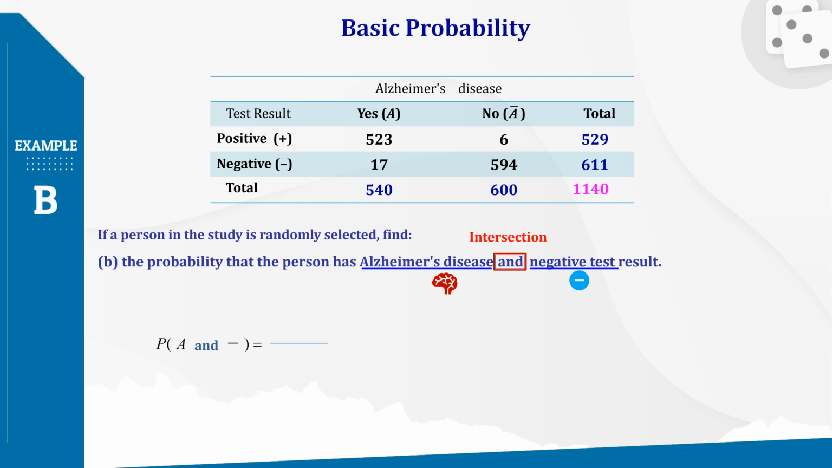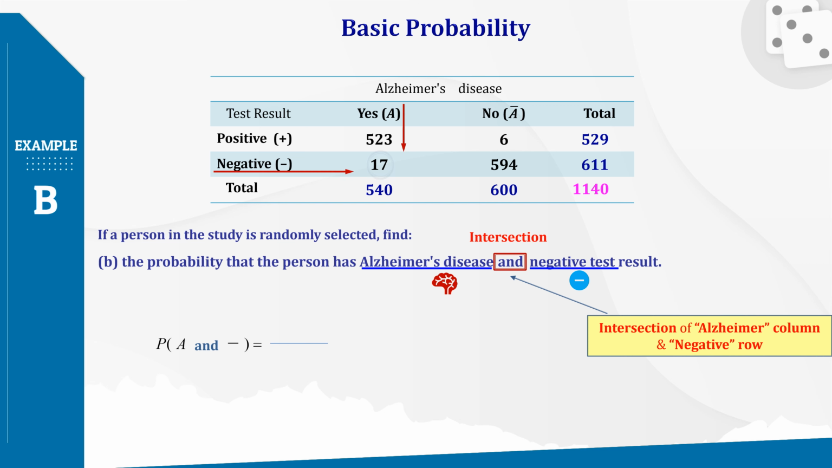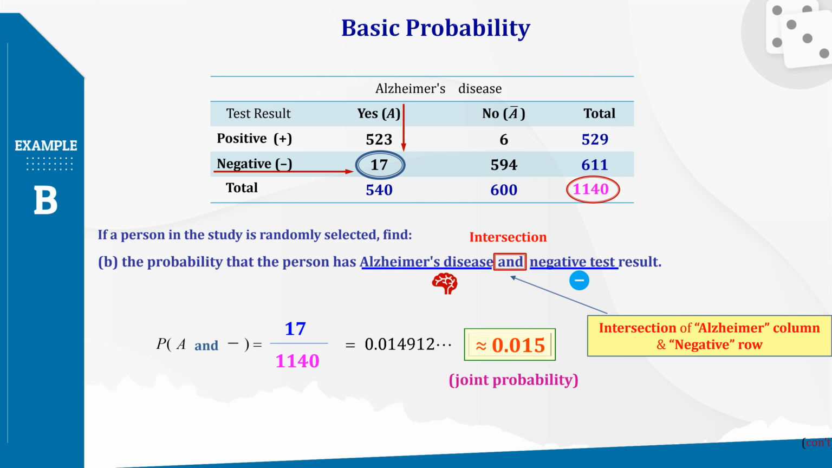For the intersection of Alzheimer's disease and the negative test results, we have 17 cases. Place a value on the numerator. Then place a total of 1140 people on the denominator. We get the answer to be approximately 0.015. This is called a joint probability.